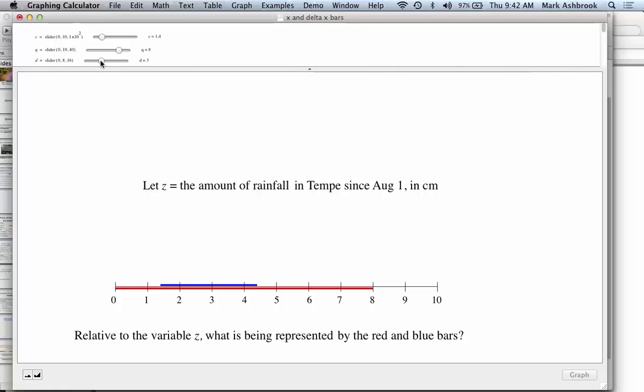Which change? Can you be more specific? Since August 1st. Okay, can you be more specific than that?